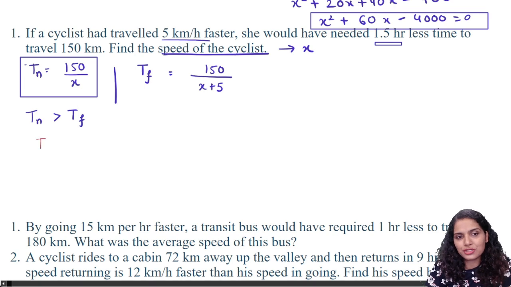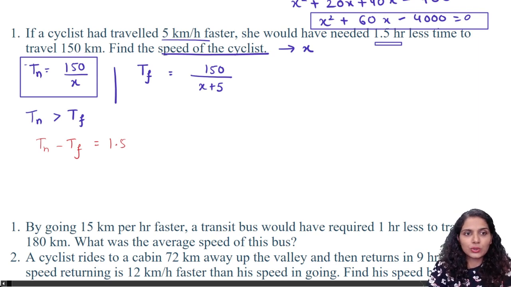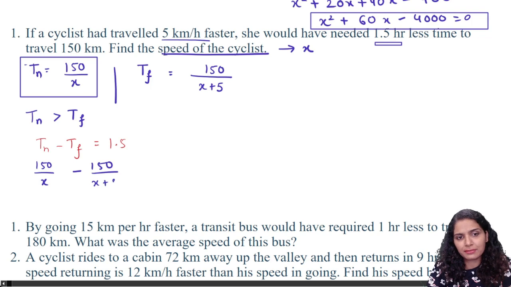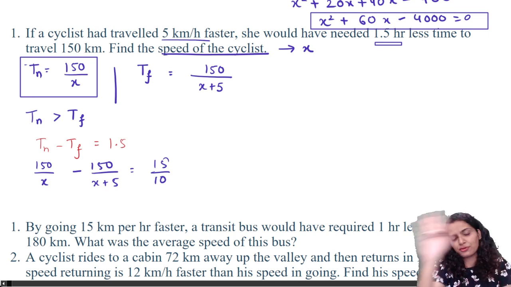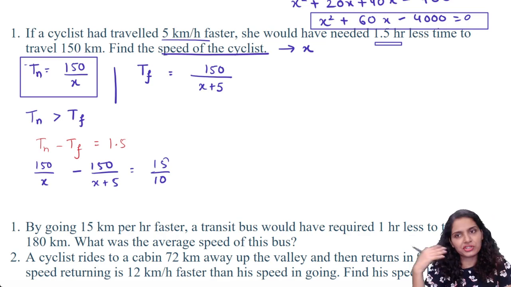So once you know this, of course, we also know that the difference in the time is 1.5 hour, which I can write as 15 upon 10. Yeah, let me write 1.5 only for now. Okay, so 150 upon x. I'm seriously not gonna solve it this time. I'm gonna resist myself from solving. So take 150 common, solve the bracket, transpose 150 to the right, frame the equation, solve the equation.